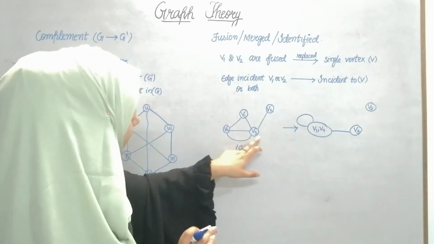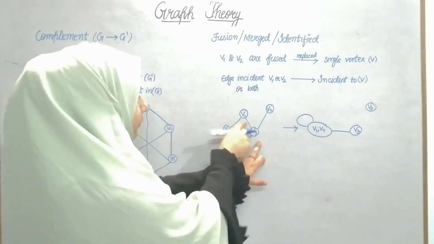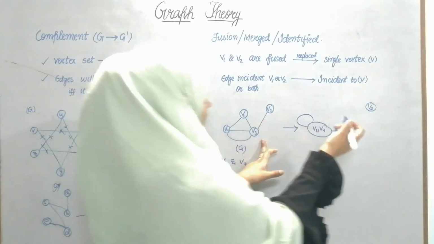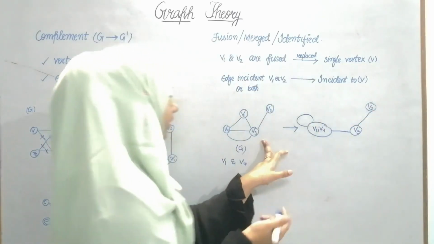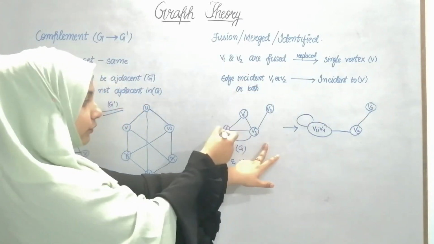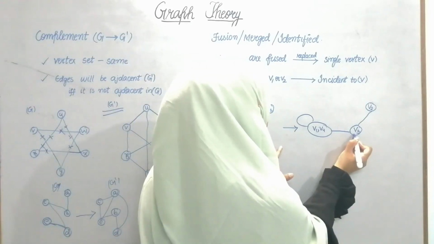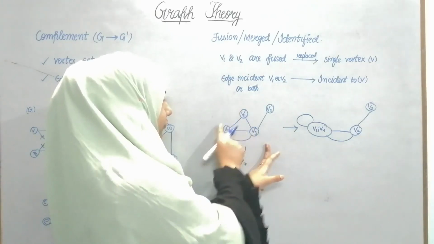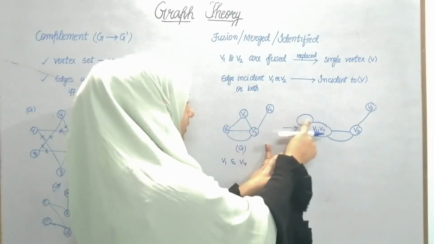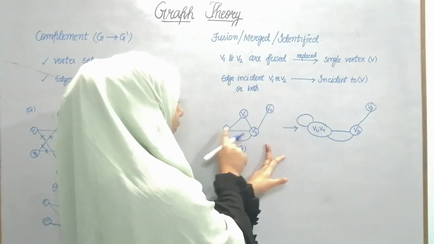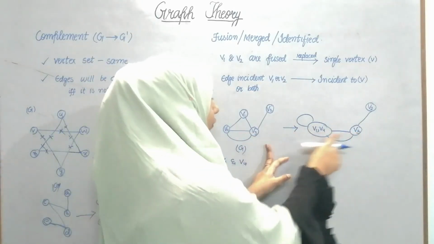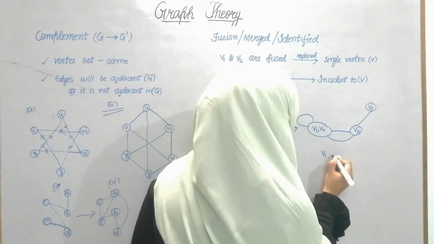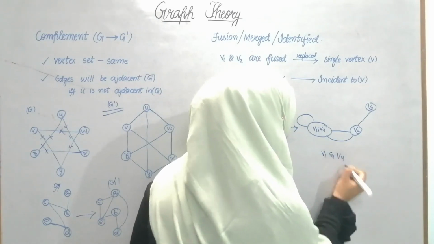Okay, let's go for V3 now. V3 is incident on V1, which is done. Okay, V3 is incident on V2. Done. Now, V3 is incident on V4. Now, V4 is incident on V1, which is already there. V4 is incident on V3, already done. This is your V1 fused with V4.